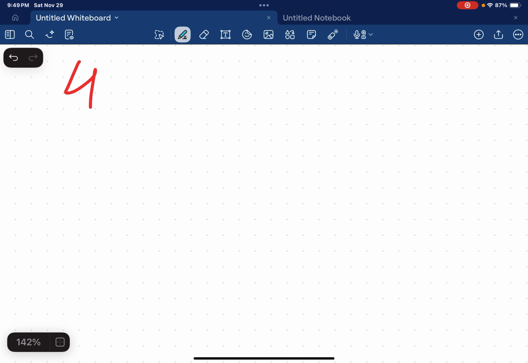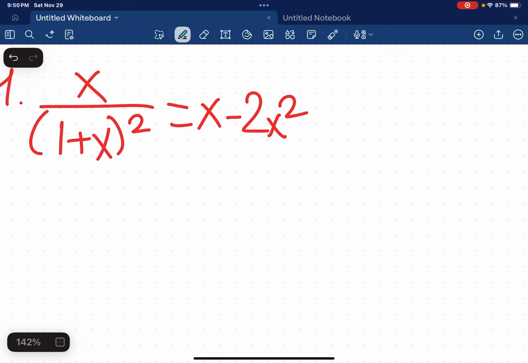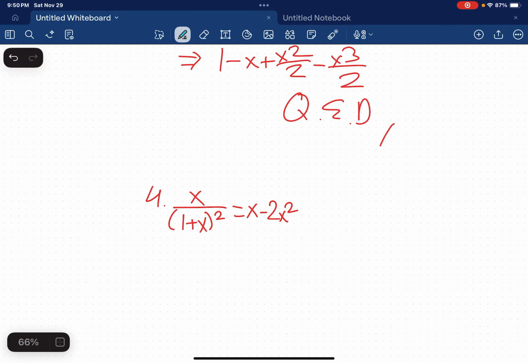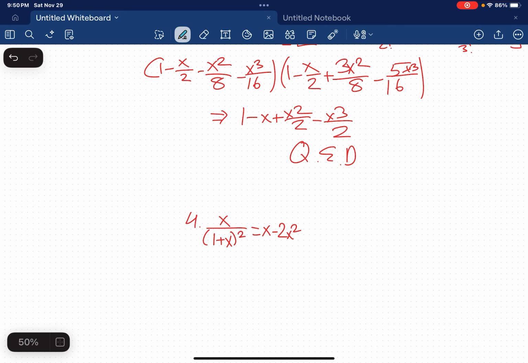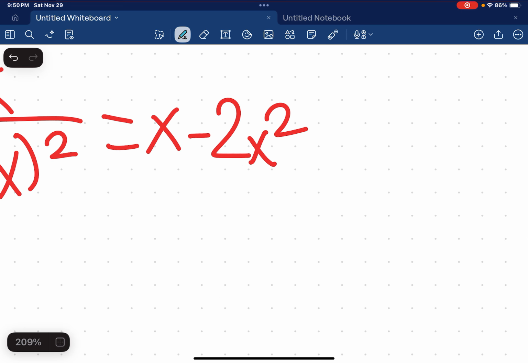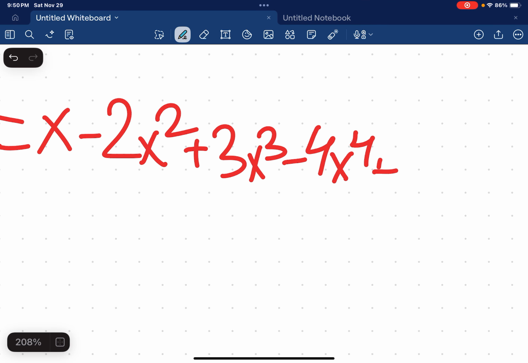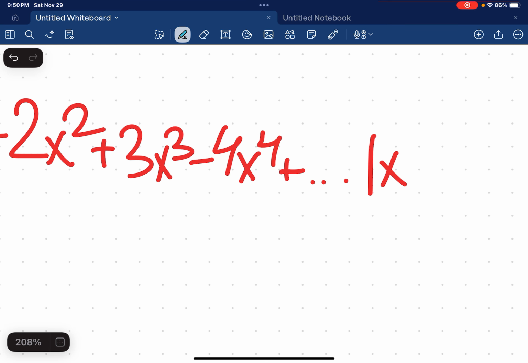It's okay, though. Alright, 4 is asking us to show that x divided by 1 plus x squared is equal to x minus 2x squared plus 3x cubed minus 4x to the 4th plus dot dot dot, such that the absolute value of x is less than 1.